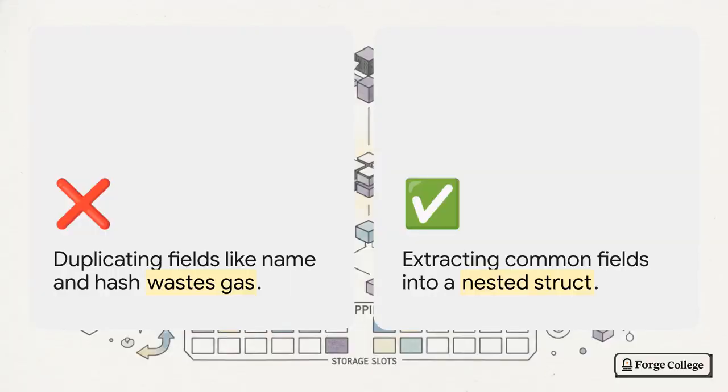Honestly, this right here is the difference between an amateur approach and a true professional engineering approach. A classic mistake we see a lot is developers duplicating fields like name or createdAt inside every single entity. That just wastes space, and worse, it wastes gas. The pro move here is what we call nested struct composition. You actually extract those common repeating fields into their own dedicated metadata struct and then just embed that inside your larger entities. It's super elegant, it absolutely saves on gas, and it centralizes any future changes you might need to make.